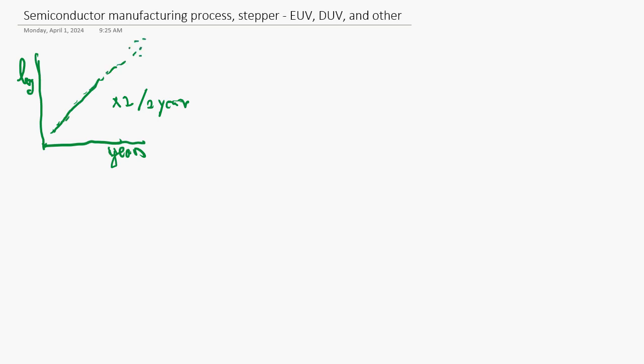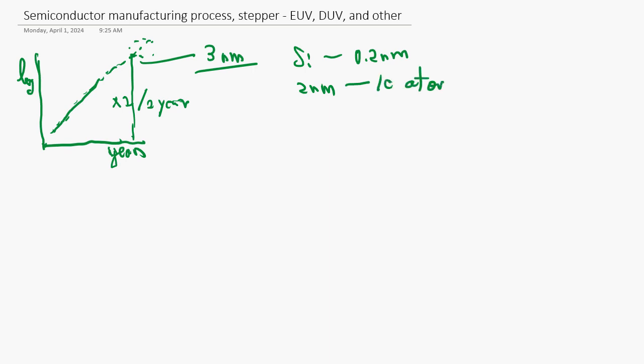And it keeps going. So the question is, we are very close to 3 nanometer. How long can we go? Think about the silicon crystal. The distance between the atoms is about 0.2 nanometer. So 2 nanometers is about 10 atoms. So if you have a crystal with 10 atoms exposed, this is the MOS channel, only 10 atoms.